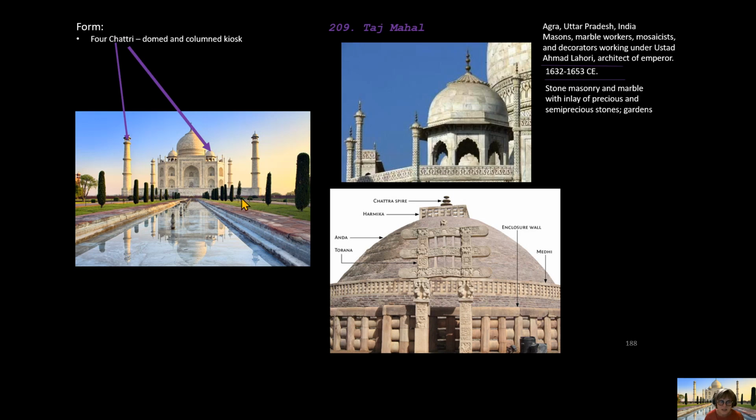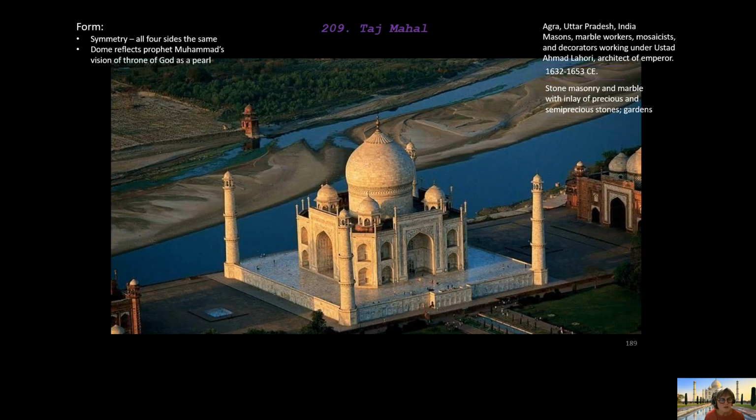So while this is an Islamic design, it also has ideas from other religions and areas of Asia. So here is a chhatra. It's like a parasol, and these are 3 different discs on this chhatra, and that's what these chhatri are kind of mimicking. More symmetry. All four sides of the Taj Mahal are exactly the same. And then the dome itself is called an onion dome. It's meant to be what Prophet Muhammad envisioned as the throne of God, which he thought would be seen as a pearl surrounded by minarets.